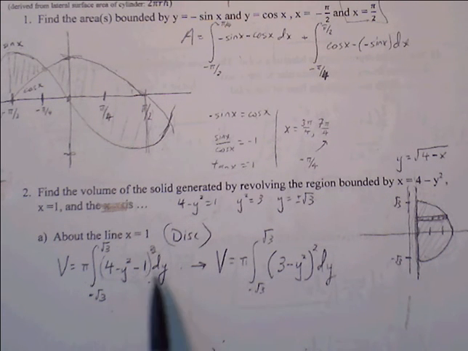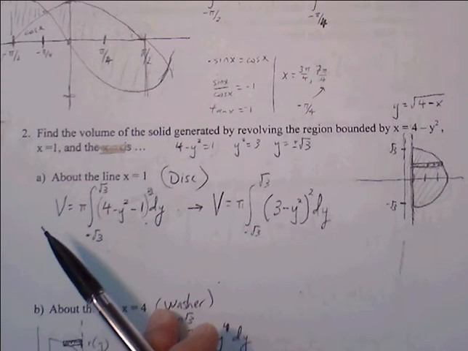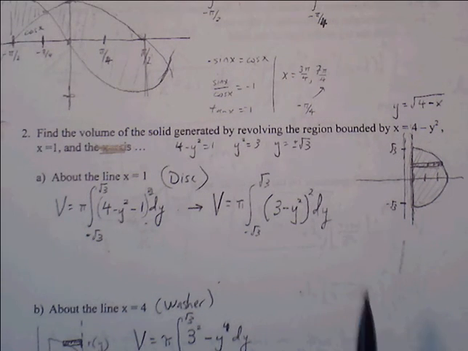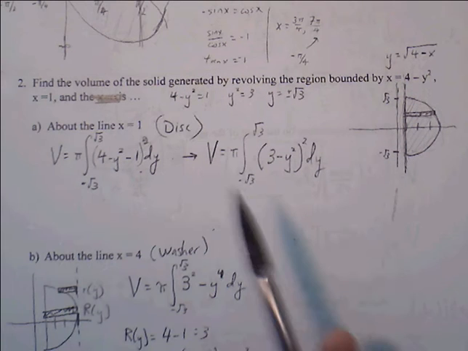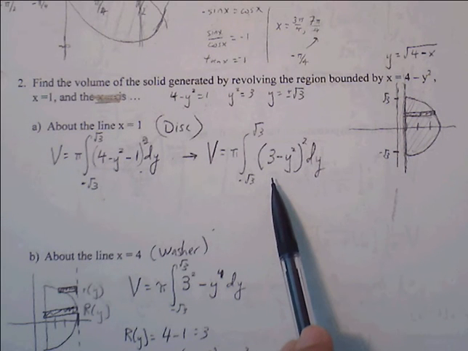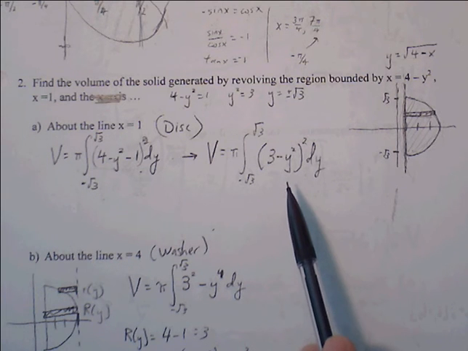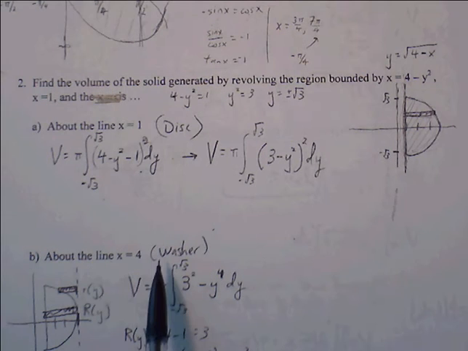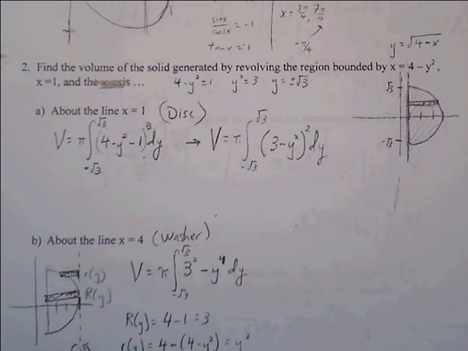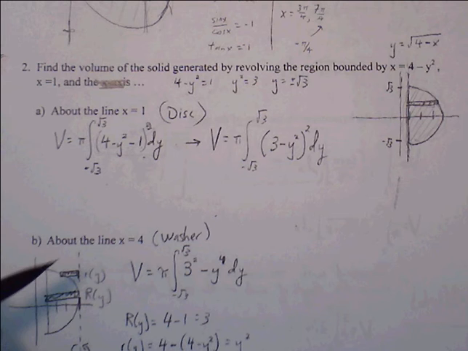And then that simplifies to be quantity 3 minus y squared quantity squared. Okay. All right. And then if we want to find the volume, we can just enter that into our calculator here. All right. About the line x equals 4. So it's the same shaded region, but now it's up against x equals 4.